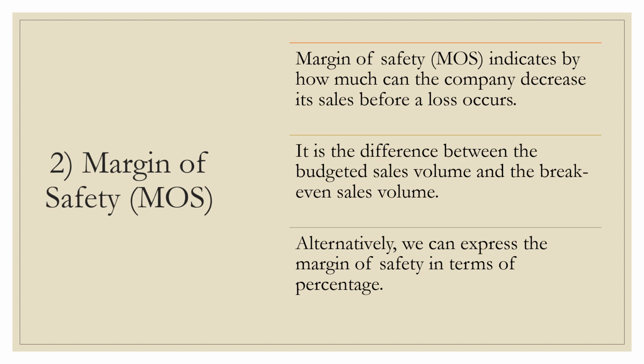This is the second method, margin of safety. It indicates by how much the company can decrease its sales before a loss occurs. It is the difference between the budgeted sales volume and the break-even sales volume. Alternatively, we can express the margin of safety in terms of a percentage.